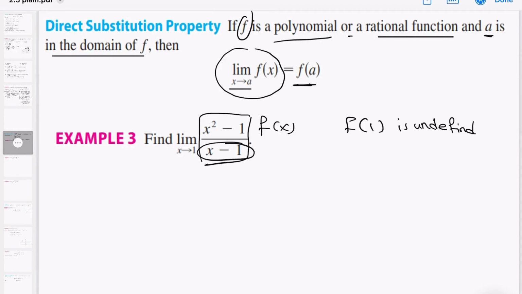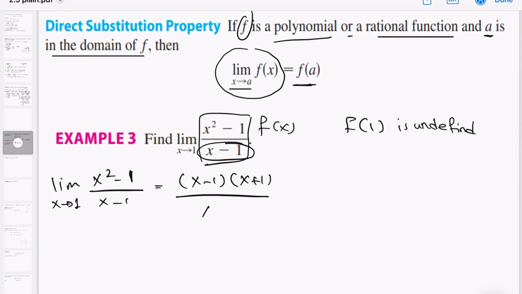Instead, we need to do some algebra to find the factorization of the numerator as a difference of squares. So what we're gonna have is the limit of this function, x squared minus 1 over x minus 1, as x goes to 1. It's just equal to x minus 1 times x plus 1, here's the difference of squares, over x minus 1. And don't forget the limit here as x goes to 1.